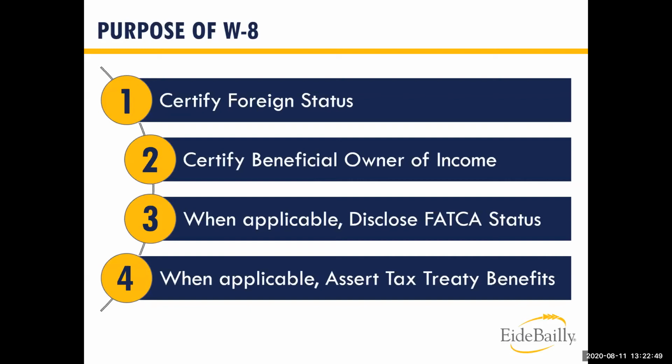Also, when applicable, it discloses the FATCA status, and it helps to assert treaty benefits. In a number of different treaties, you need to provide the reason why you're eligible for the treaty benefits, and the form will have a section which talks about that. That's oftentimes needed, for instance, if there's a dividend payment being made, which might not be applicable in your case, but I mention it for your benefit in case you have a foreign owner, for instance.